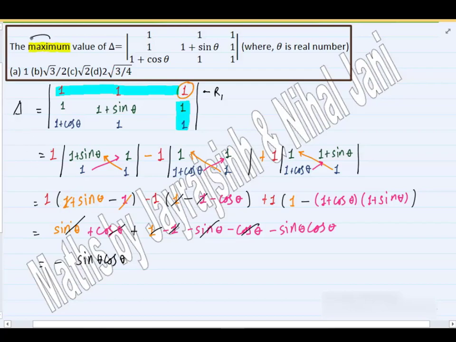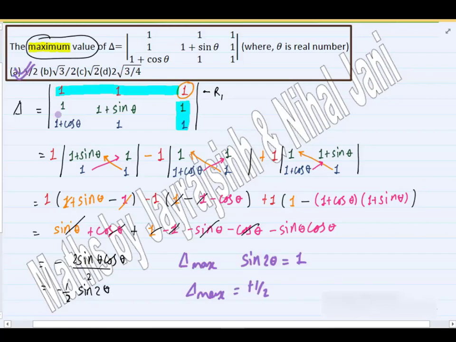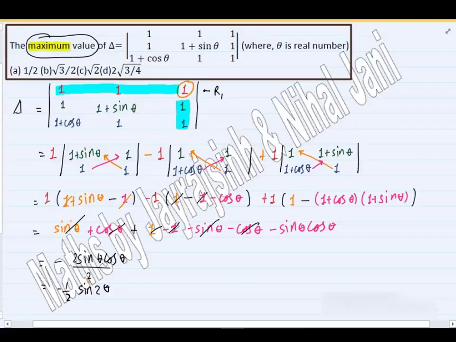But we have to find the maximum value, and for that we should convert this sine cos into a single function. Let's multiply and divide by 2. So we can say 1 by 2, and this 2 sine theta cos theta will become sine 2 theta. Now you have to recall the extreme values of sine. It is plus 1 or minus 1, right?